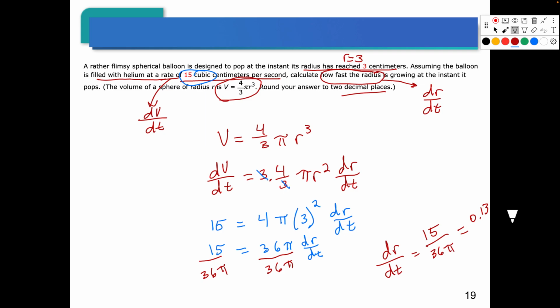And what I did is when I divided, I put a parentheses, because if you just do 15 divided by 36 times pi, that might be treating pi up here. But I put a nice parentheses around that when I divided, just to make sure it's all down here. Okay.